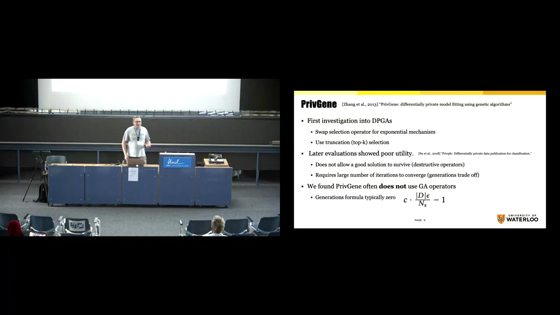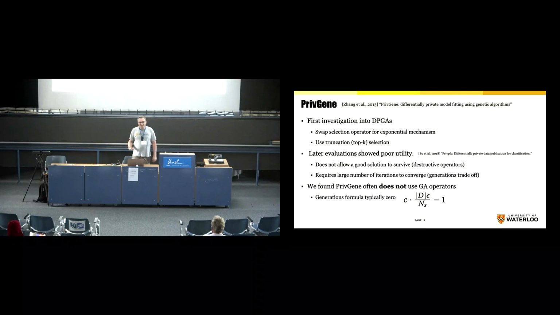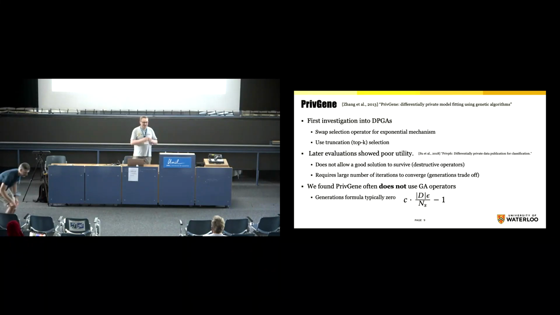We also evaluated it ourselves, and we found out it often does no generations at all, and this was kind of crazy. They have this formula here about how many generations to do, and when you plug in all those numbers, it's almost always 0. So this basically means you just initialize a population, pick a candidate, and you're done. And this is not great. We want to do the evolution.